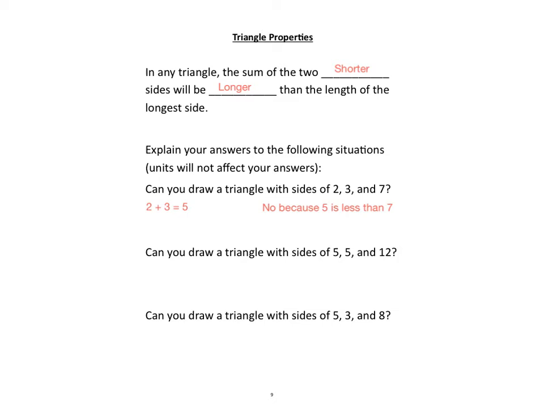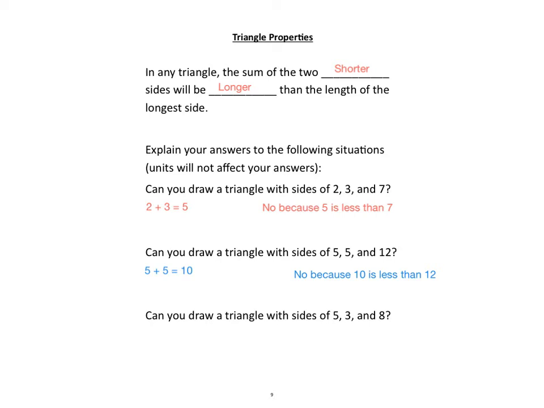Going into the second one, can you draw a triangle with sides of 5, 5, and 12? We know that 5 plus 5 equals 10. So when we are asked, can that make a triangle? The answer is no, because 10 is less than 12. 12 is the third side. So again, we pick the two smaller sides, 5 and 5, added them together to get 10, and we note, hey, 10 is less than 12, which is the third side, so therefore it cannot be a triangle.